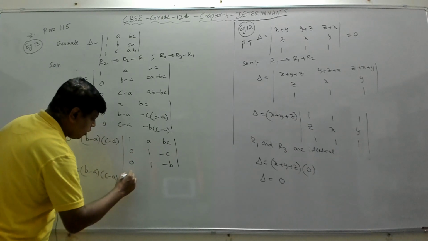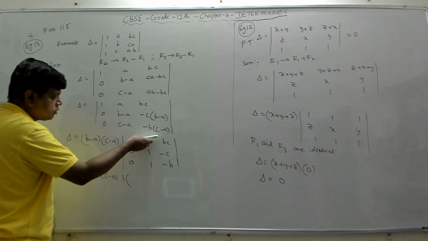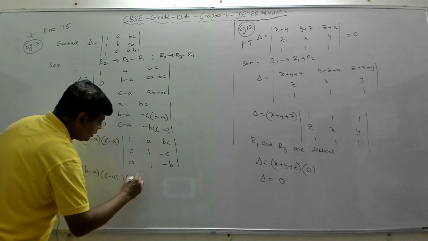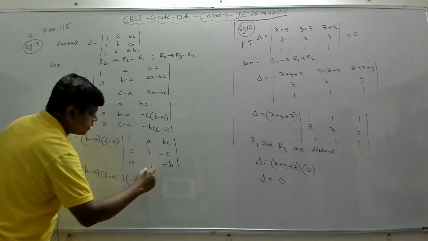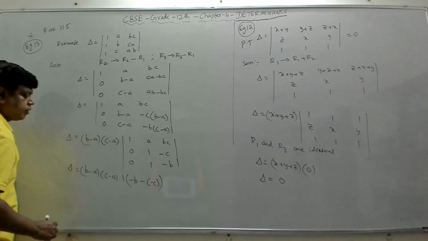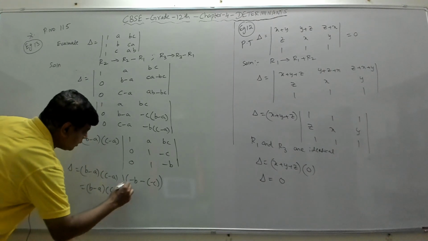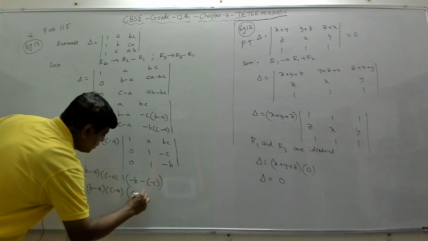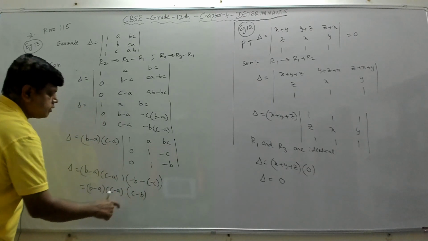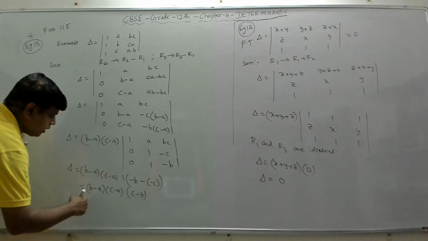it will become 1 into, so this will get closed, this will go, so 1 into minus b is minus b, minus 1 into minus c is minus c. So finally we'll get b minus a into c minus a into, this will become c minus b, because this is plus c minus b, c minus b. So now we will try to write it in cyclic.